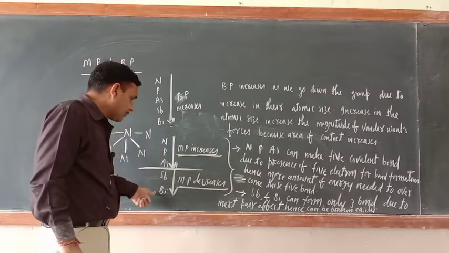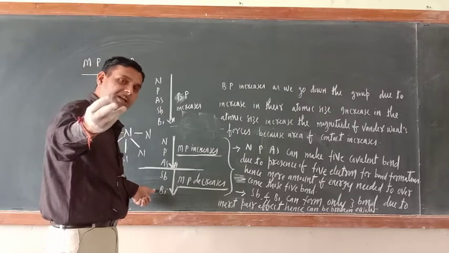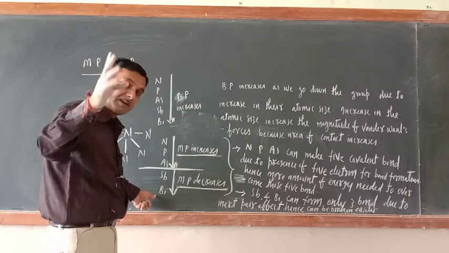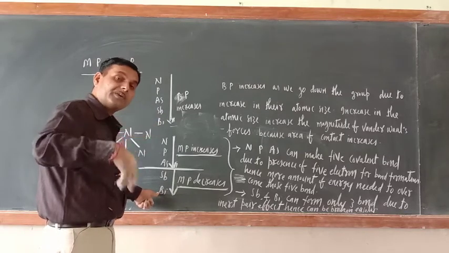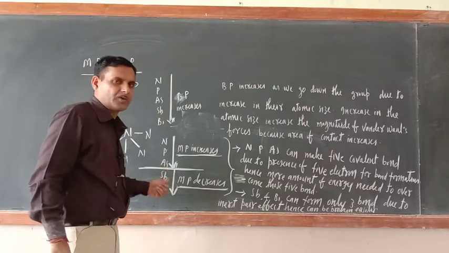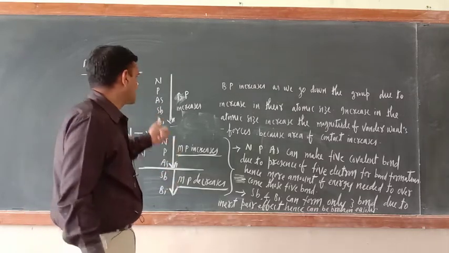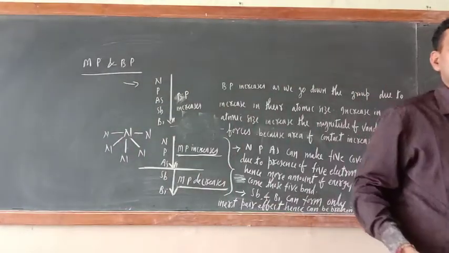And antimony to bismuth decreases due to inert pair effect, because here only 3 electrons will be available for the bond formation, and bismuth is showing very high inert pair effect due to large size. Study only I taught you. So this is also over. Melting point and boiling point is over. Next property is catenation.